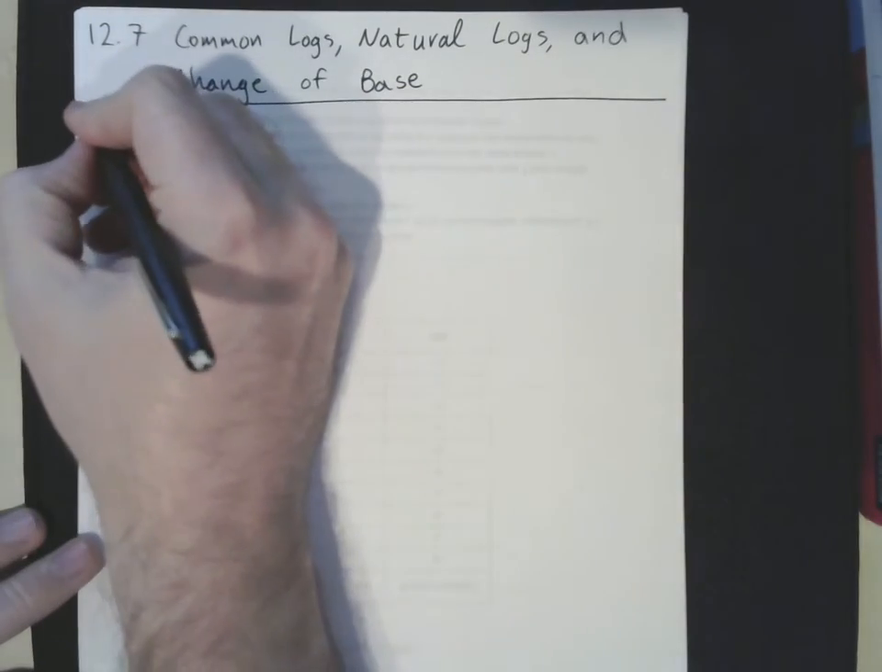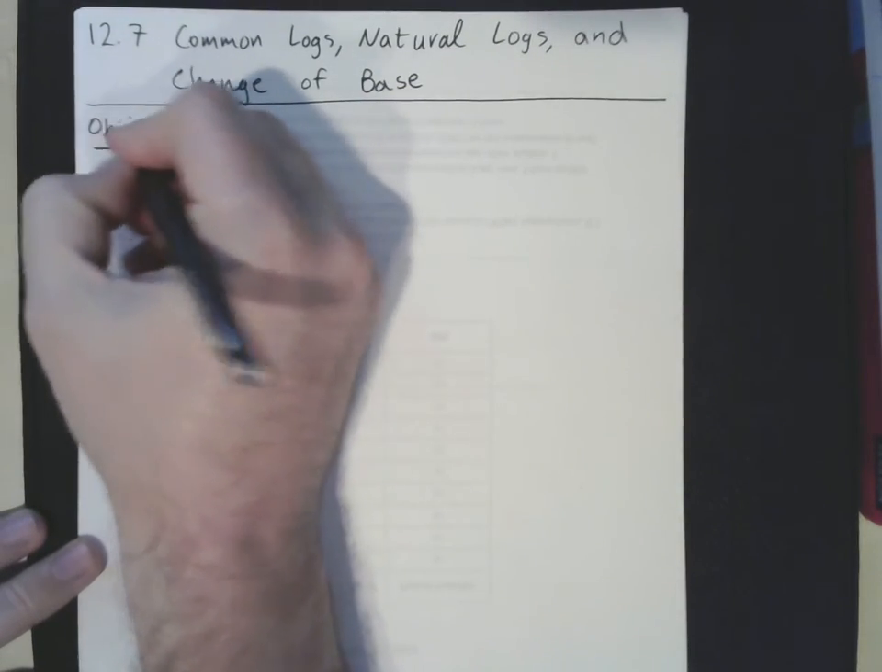Okay, section 12.7, continuing our look at logarithms. We have two special types of logarithms. There's the common log and the natural log. And then we're going to look at the change of base, which is a formula. So we have three things to talk about in this section.